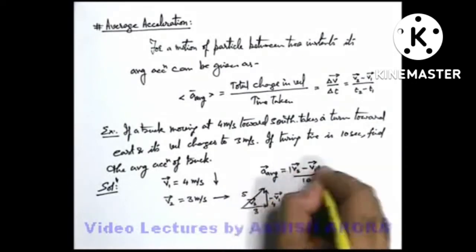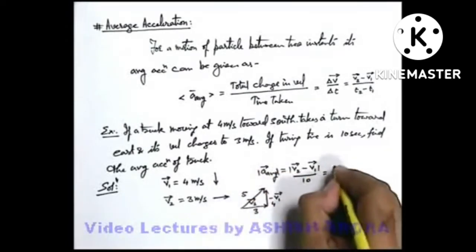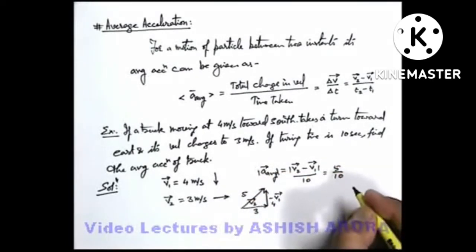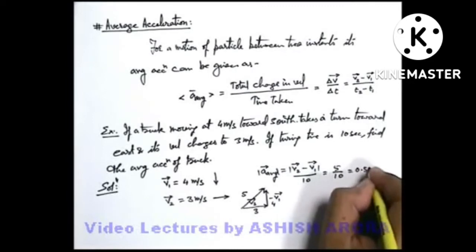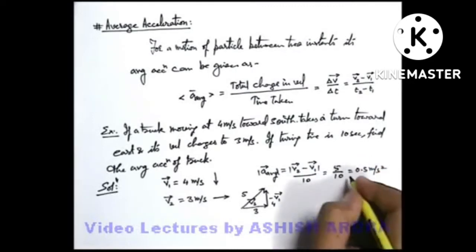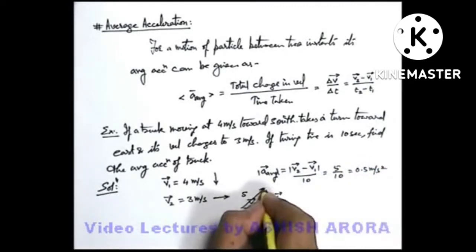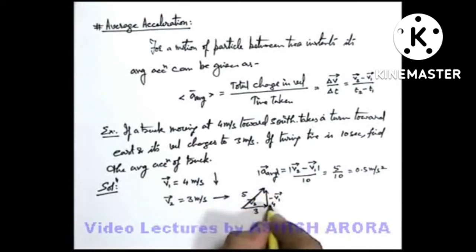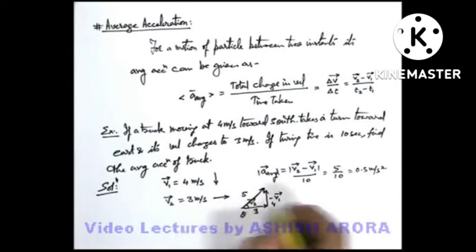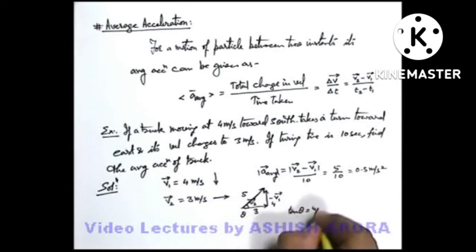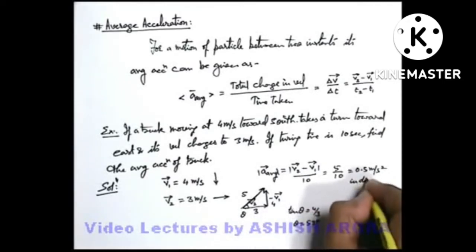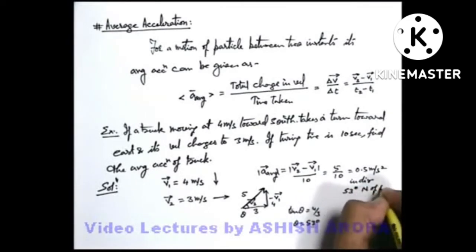So if we substitute the magnitude of this v2 minus v1 vector, the magnitude of acceleration can be given as 5 by 10. So in this situation, it will be 0.5 meters per second square. If we wish to find its direction, you can simply state, if this is the east direction, it will be north of east at an angle theta. And here tan theta can be written as 4 by 3. That means theta will be 53 degrees. This will be in direction 53 degrees north of east.